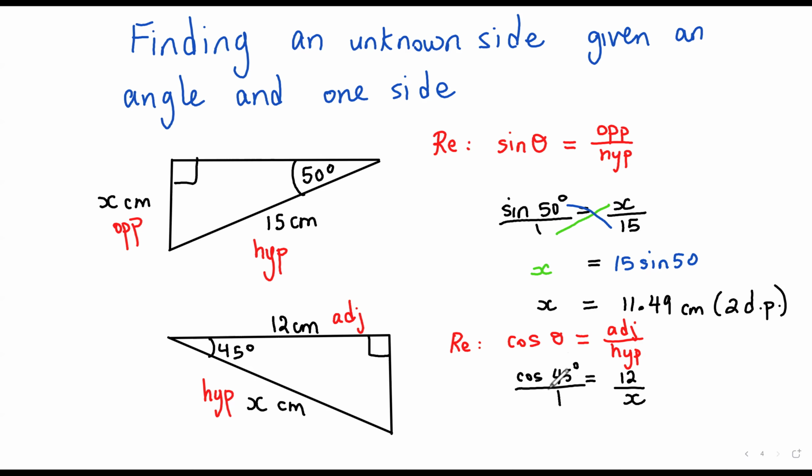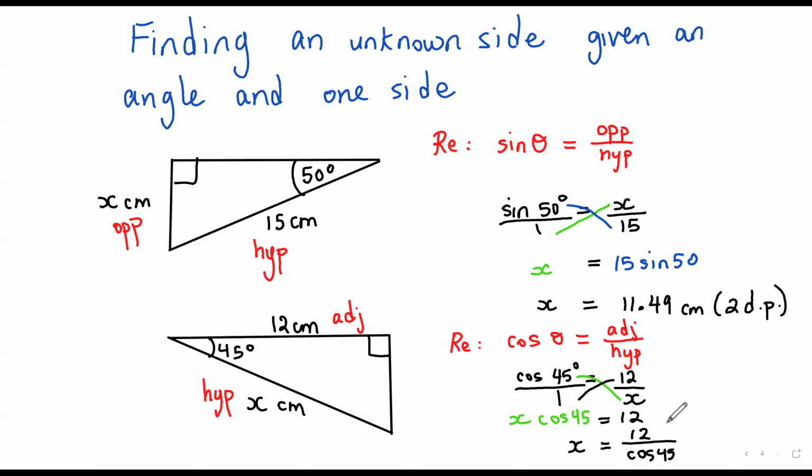All right. So be careful with this part. Cross multiply and you'll say cos of 45 times x. I'll write that as x cos 45, and that is equal to 12 times 1, which is 12. Now, if x times cos of 45 is equal to 12, that means x will be equal to 12 divided by cos of 45. So you could check that, 12 divided by cos of 45.